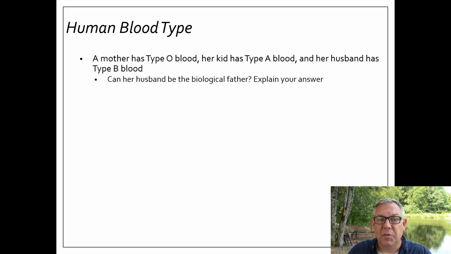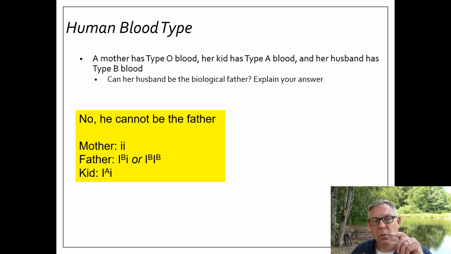Now this woman's husband has type B blood. He does not have that uppercase A allele. He does not have the A allele to pass on to this kid. So there's no way that somebody with type B blood can be the father of this kid.